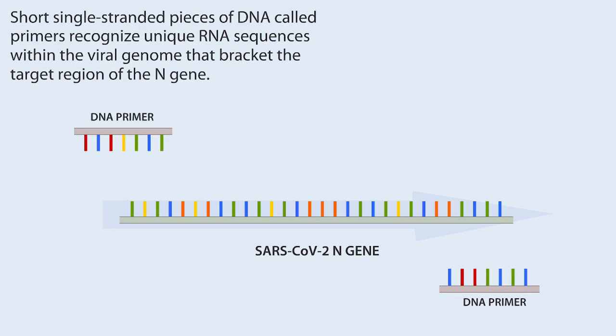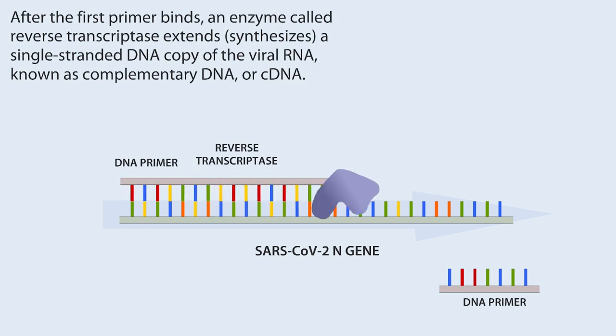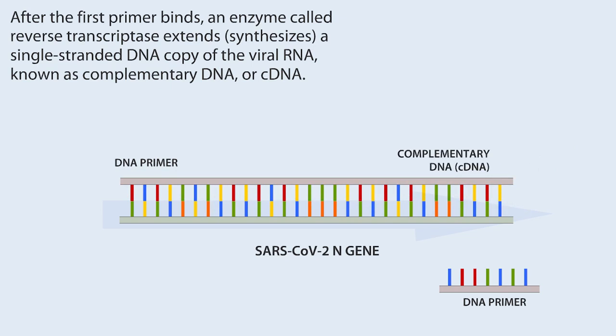Short, single-stranded pieces of DNA, called primers, recognize unique RNA sequences within the viral genome that bracket the target region of the N gene. After the first primer binds, an enzyme called reverse transcriptase extends, synthesizes, a single-stranded DNA copy of the viral RNA, known as complementary DNA, or cDNA.